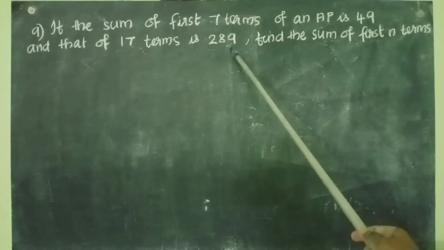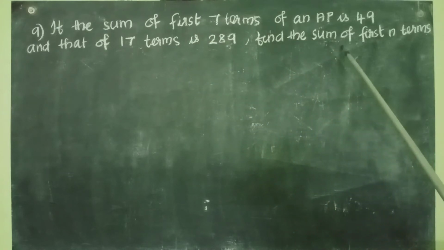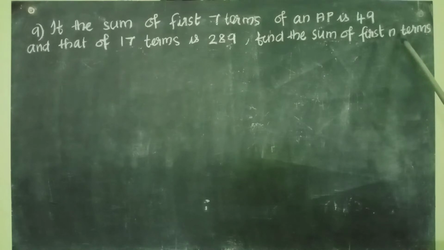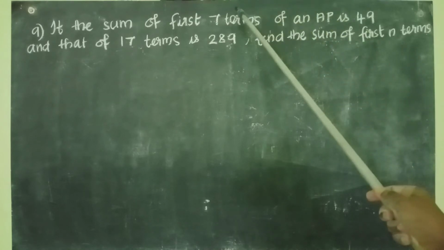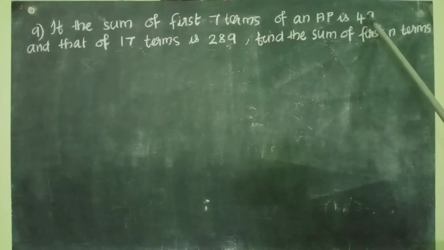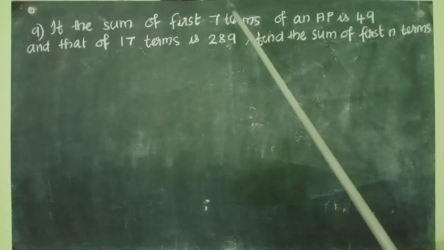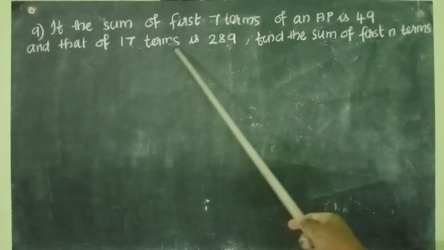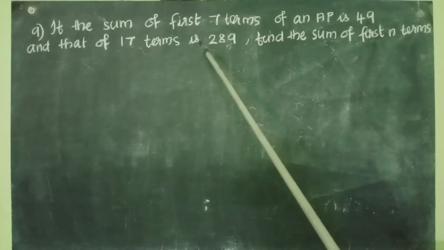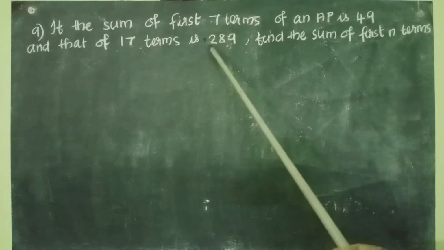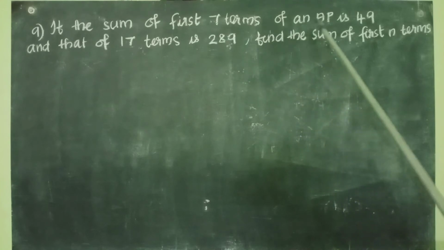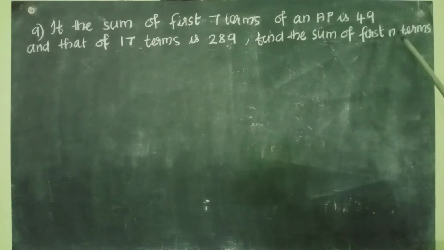Question number 9. If the sum of first 7 terms of an AP is 49 and that of 17 terms is 289, find the sum of first n terms. Sum of first 7 terms is 49. S7 equal to 49. And sum of 17 terms is 289. S17 equal to 289. You have to find out the sum of first n terms, that is Sn.